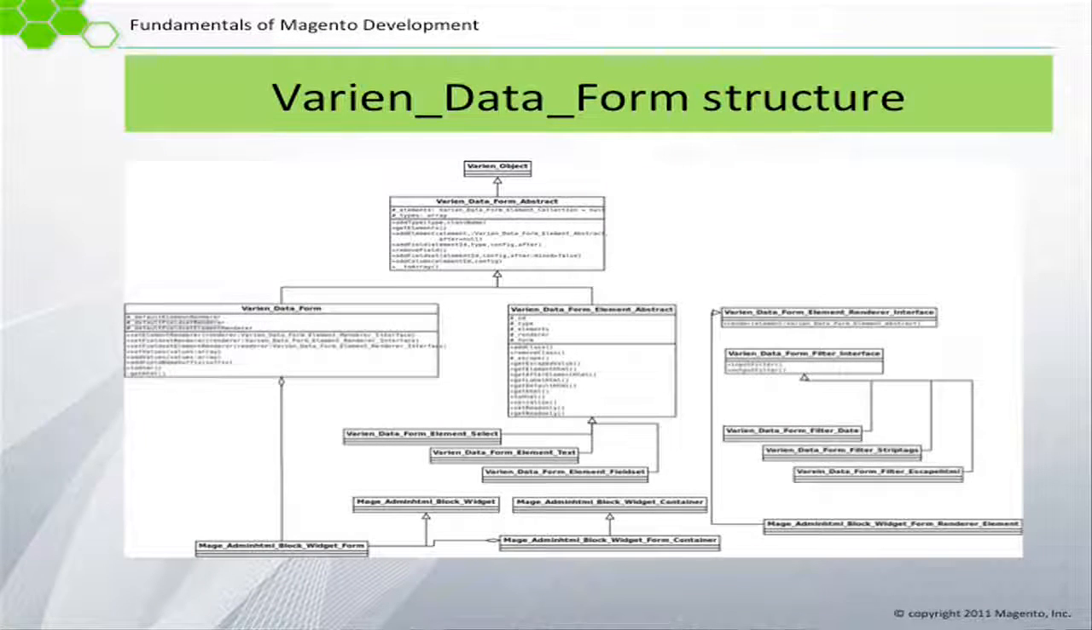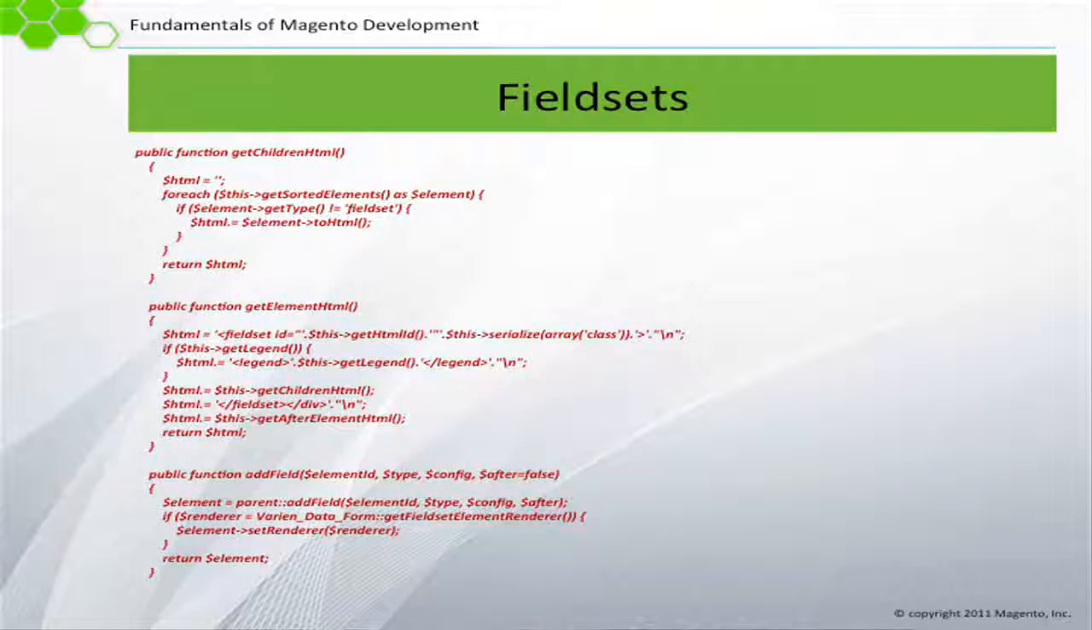This is on the final exam. So, just like several of our other UML diagrams, one of the nice things to note is all of this springs forth from Varien object. But what we have are all sorts of different elements. So we have the form itself, the block widget form, and the container. And then we have select elements, text elements, field set elements. These are all important, but of course you don't need to have this UML in your head while you're building out Adminhtml views.